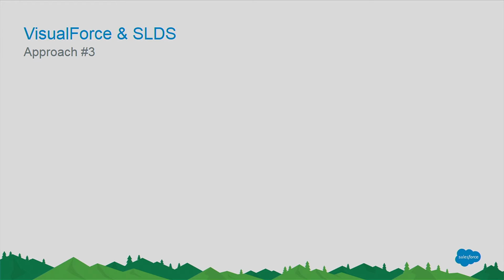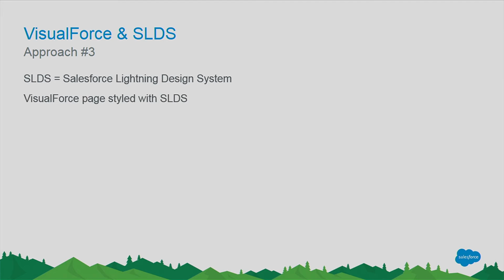Okay, the third and final approach is VisualForce and SLDS. SLDS is Salesforce Lightning Design System. It's really just a style sheet, very similar to CSS. So if you've worked with CSS, you could work with SLDS. This approach leverages your VisualForce skill set. If you still want to continue using VisualForce, it's really just building a VisualForce page, but styling it with SLDS. This approach is supported in both Lightning Experience and Classic. And there's also no IE limitation.